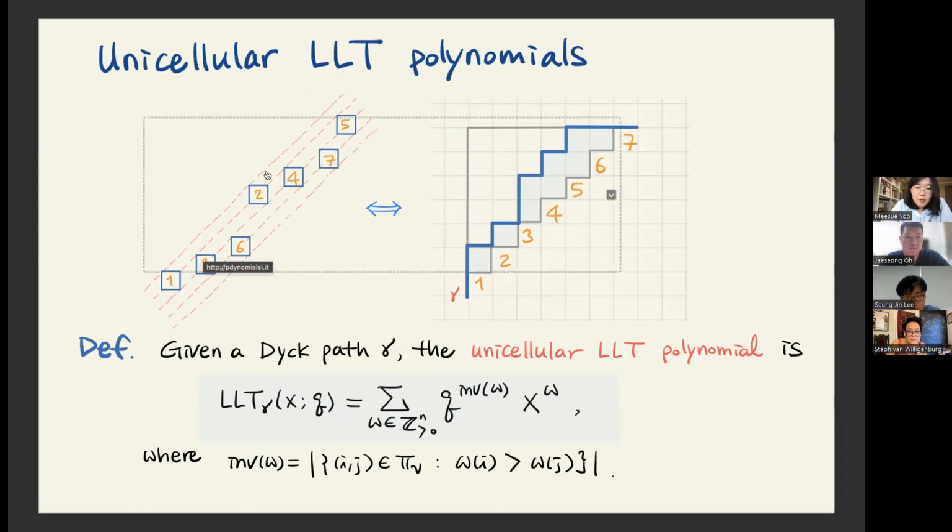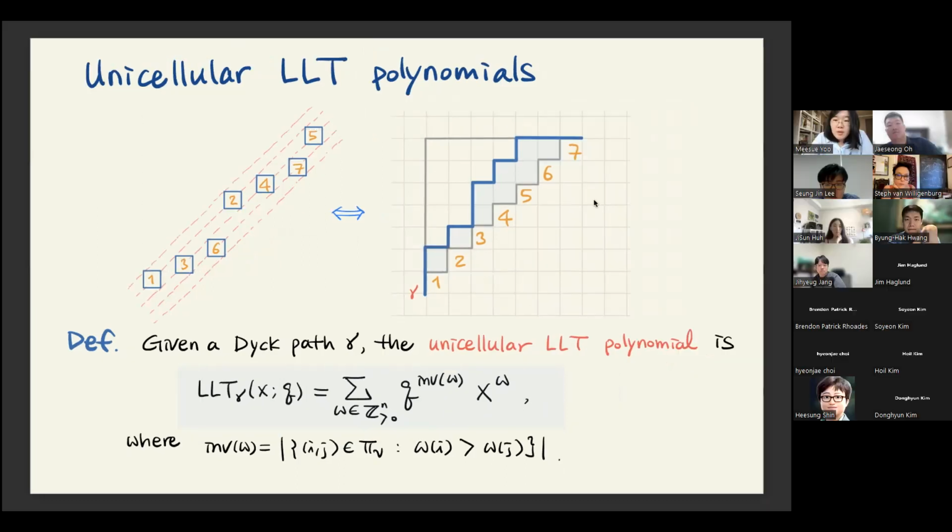For example, 1 and 2, if the filling value in box 1 is larger than 2, then they make an inversion. So we put this box here. And 2 and 3 are also in the possible inversion position. So we put a box here. But 2 and 4 are not in possible inversion position. So this cell in column 2 and row 4 is not under the Dyck path, but above the Dyck path. So in that way, this picture can fix one Dyck path.